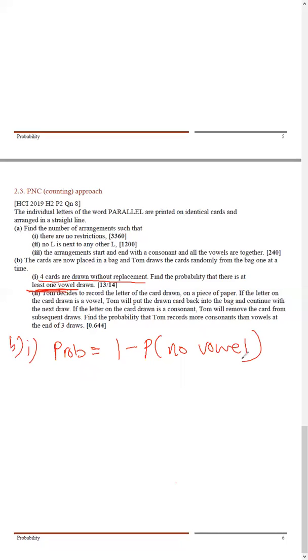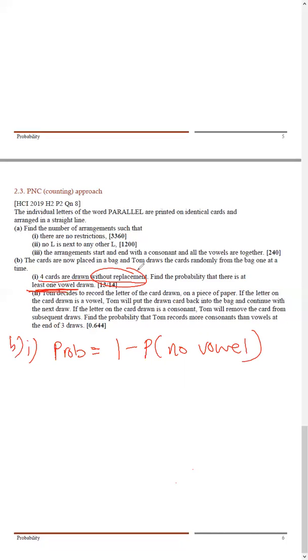Okay, so this is a technique. Whenever there is "at least" something, it means I can consider the complementary case. Can. So you see, without replacement. Some students will think, oh, very confusing, without replacement.